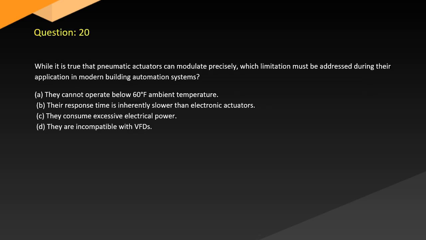Question 20. While it is true that pneumatic actuators can modulate precisely, which limitation must be addressed during their application in modern building automation systems? A. They cannot operate below a certain ambient temperature. B. Their response time is inherently slower than electronic actuators. C. They consume excessive electrical power. D. They are incompatible with VFDs.